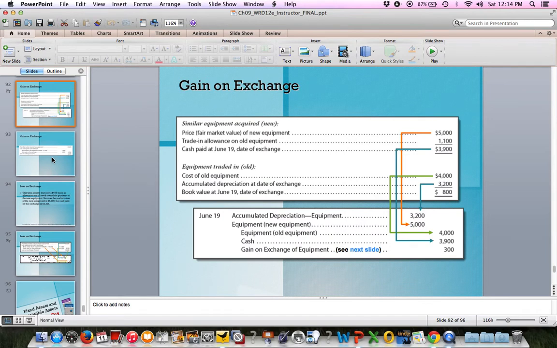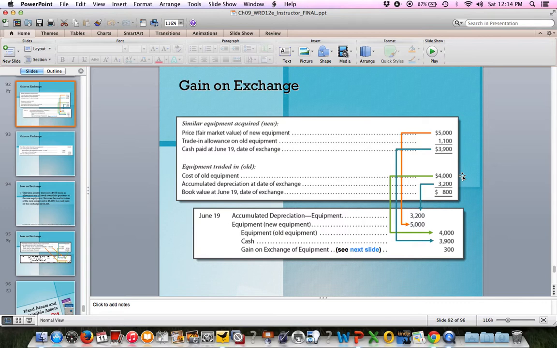And so just an example of that, we're going to exchange similar assets, and we might end up with a gain or loss on the exchange, of course. And so what we do is, you can see here, we're taking some information and turning it into a journal entry. It says the price or fair market value of the new equipment, plus the trade-in allowance is $3,900. And then we compare that to what we're giving up, the old stuff that we're trading in. And that cost was $4,000. The depreciation taken was $3,200. The book value is $8,000.